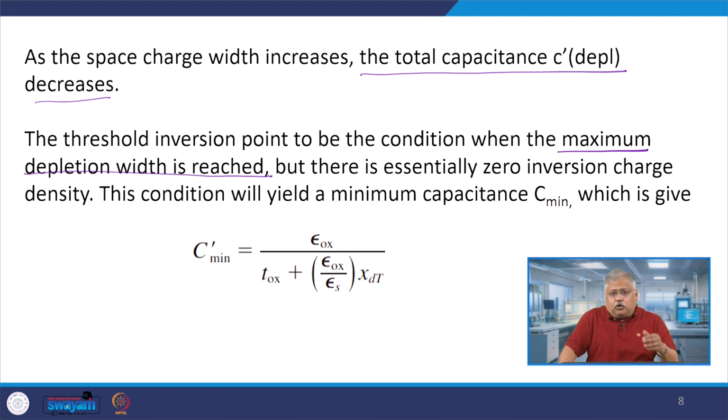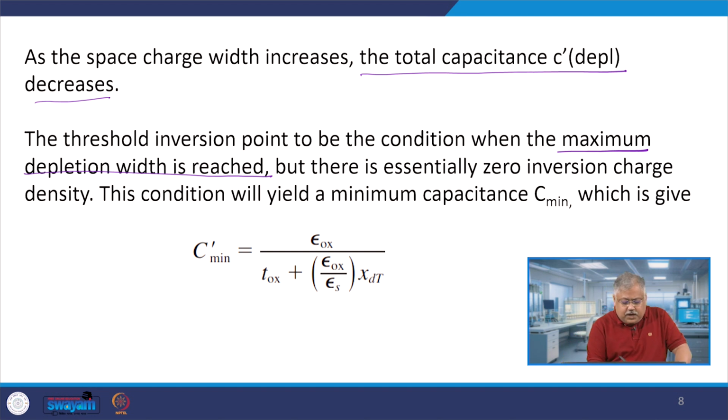But there is an important point here: effectively there is zero inversion charge density, which means it is slightly different from our previous understanding of threshold. They are slightly different from each other. So we define the threshold inversion point to be the condition where the maximum depletion width is reached, but essentially having zero inversion charge. Anything larger than this will extract more and more electrons, minority carriers, near the interface.